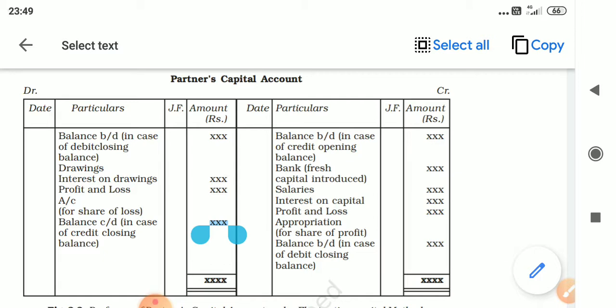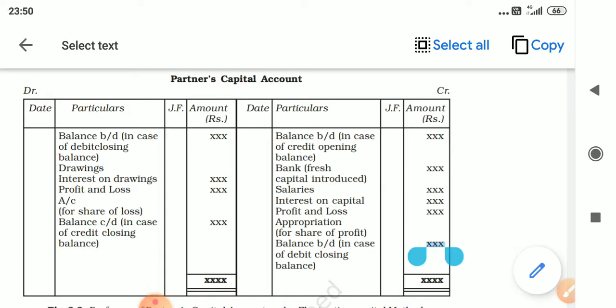So in a partner's capital account, if it is fluctuating in nature, you have opening capital balance, fresh capital brought in by way of bank or cash, partner's salary, partner's interest on capital, partner's commission or any other income which the partner should receive. Then you have profit and loss appropriation account, that amount. Then drawings will come here, interest on drawings will come in the debit side, and then we have to balance. The balance will come in the debit side mostly. Once in a while the balance may come in the credit side.